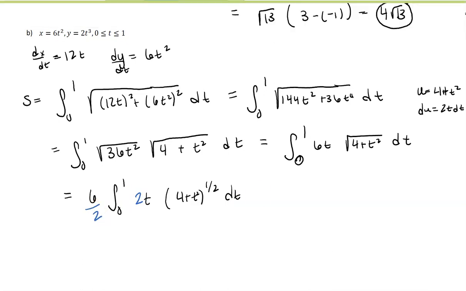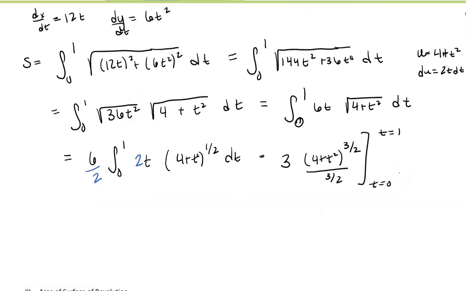So this gives me 3. We've got the integral of u to the 1/2 du. So I'm going to make that 4 plus t squared to the 3/2 divided by 3/2. And that's all going to go from t equals 0 to t equals 1. And of course, if you prefer to, you can always convert the bounds and not go back to t, but this is just how I like to do it.